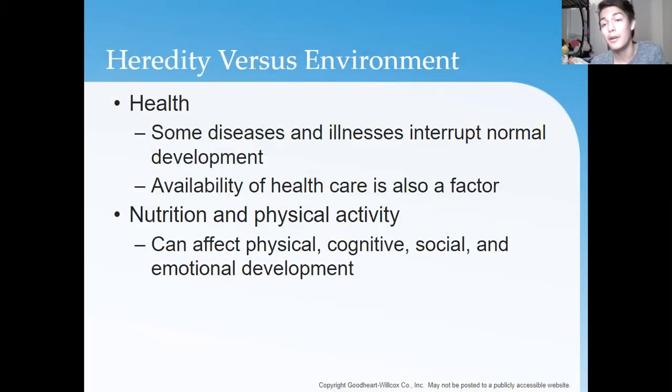Health. There are many different diseases and illnesses that can interrupt one's development. For example, cancer or HIV, AIDS, stuff like that can affect one's development. Nutrition and physical activity. So if someone's into sports or into athletics, they can develop faster than other people.